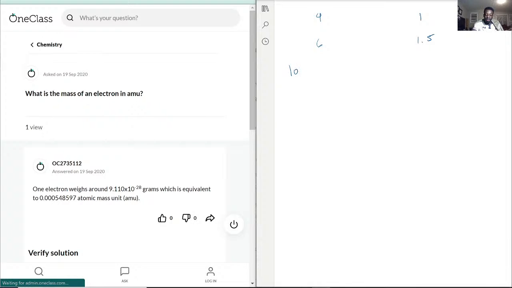So, question 10, we are converting the mass of an electron, okay, and we want it in AMU. So the mass of an electron usually comes in kilograms as reference. This is typically, and we want atomic mass units as the top.